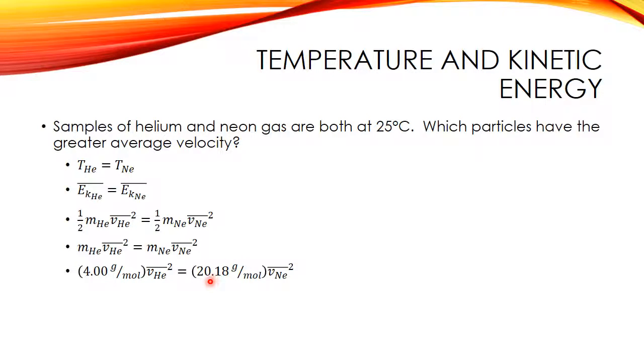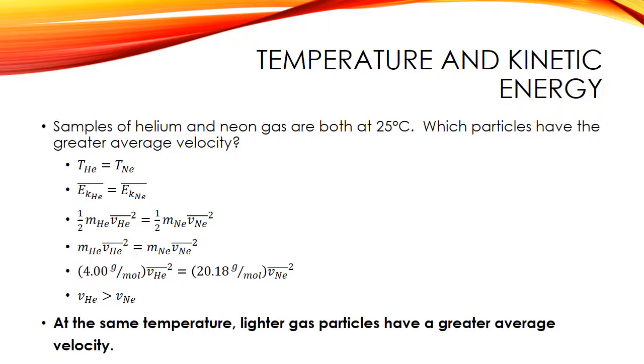So if we think about this, if these two sides are going to be equal to each other, the only way for that to work is for the average velocity of the helium to be greater than the average velocity of the neon. That's the only way the left side can equal the right side, because the helium mass is lower. So to answer this question, which particles have the greater average velocity, it's the helium particles. But in general, we don't just have to apply this to helium and neon. We can simply say that at the same temperature, and remember, it has to be at the same temperature because we have to have the same average kinetic energy, lighter gas particles have a greater average velocity.